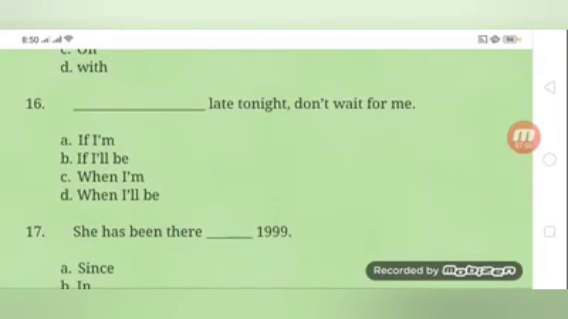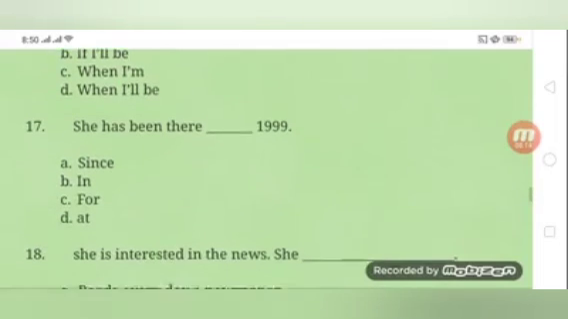Next one. Late tonight. Don't wait for me. Okay, so this is the first form of conditional. Don't wait for me is a present form, so this must be future. So if I'll be late tonight, don't wait for me. That's it. Next one, 17.